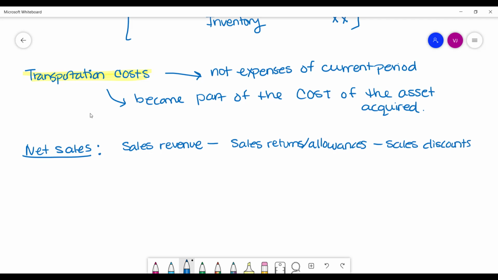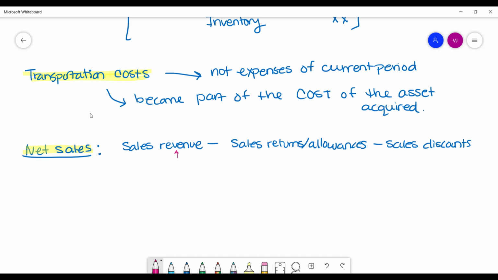Because a part of doing business, especially if you're a retailer or a merchandiser, is people are going to at some point return some things, or you're going to give a store credit to someone, or you're going to give them discounts. All of those things eat away at your revenue. So we calculate net sales. Net sales is just your sales revenue minus those sales returns and allowances and minus those sales discounts.